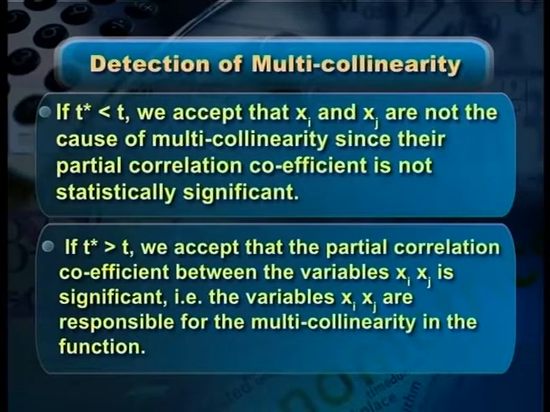In a way, we can say that the variables xi, xj are responsible for the multicollinearity in the function, which is conversely true. In the sense, if T star is less than T, we accept that xi and xj are not the cause of multicollinearity, since their partial correlation coefficient is not statistically significant. Apart from these methods, there is another method for detecting multicollinearity, the method of principal components.